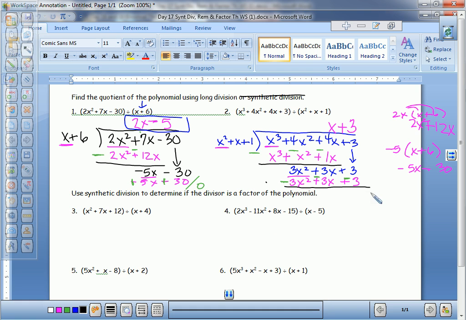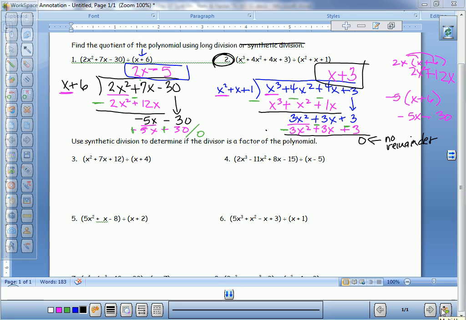All right, so we subtract, which changes all of our signs. And we're left with 0. No remainder. So this is my answer, x plus 3. Okay, so that's long division. Now, number 2, you'd have to do long division on. Number 1, you wouldn't. Number 1 is like these down here. So, we're going to remind ourselves about synthetic division now.